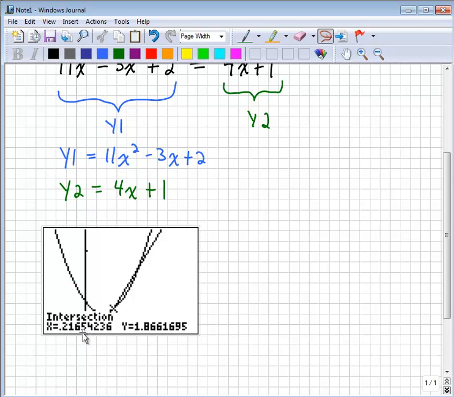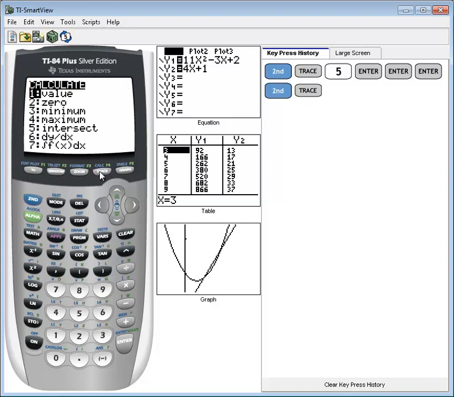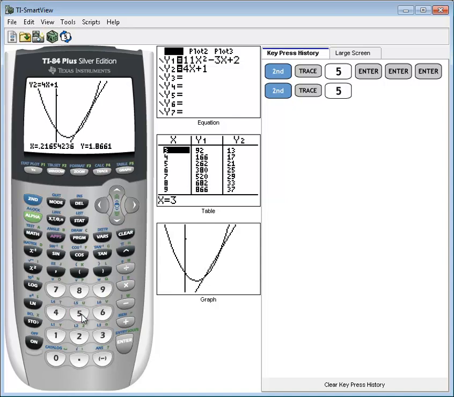This x is 0.21654326. And that's not an exact answer. It's an approximation, and the calculator always gives you an approximation. Okay, so there's one value. We have to go back and do it over again to find this second point of intersection, which is up here. So you do second, calc, 5 again.